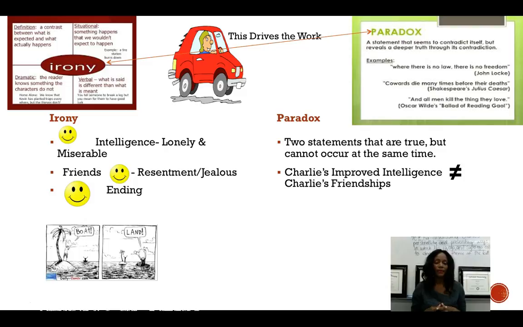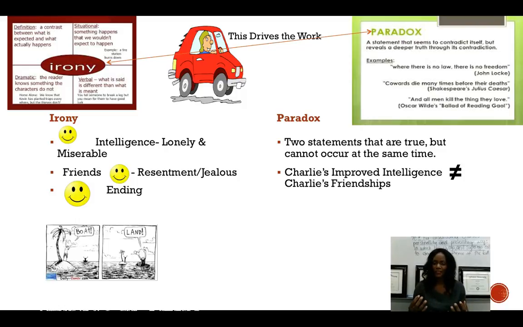And then I also found it ironic that I thought his friends would be happy for him. The people in my circle, they would be so happy if I had some sort of enhancement. They would be happy for me. At least they would pretend to be. In this case, that doesn't even happen, right? So it's ironic that these people are his friends, or his so-called friends. He values the relationships that he has with them. And instead of being happy for him, they're resentful, they're jealous. So that's ironic. And the ending is ironic.